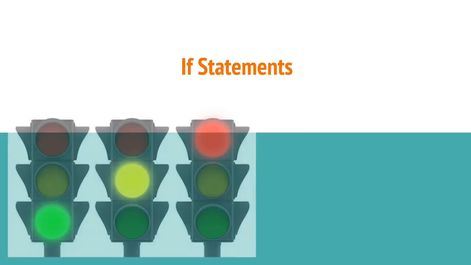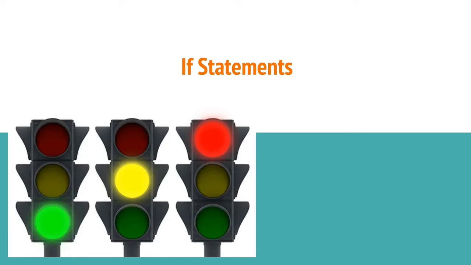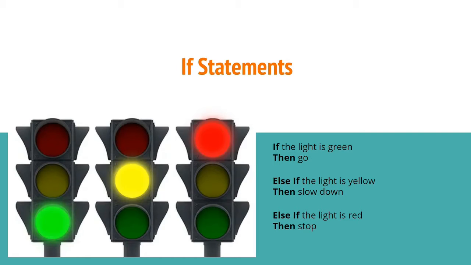So let's look at a real-life example. I'm sure you're all familiar with a red light and what to do at it. If we break up how to act at a stoplight into an if statement or a series of if statements, it would look like this. If the light is green, then your outcome is to go. Otherwise, else if the light is yellow, then your outcome is to slow down. And then finally, the third condition, else if the light is red, then you need to stop.